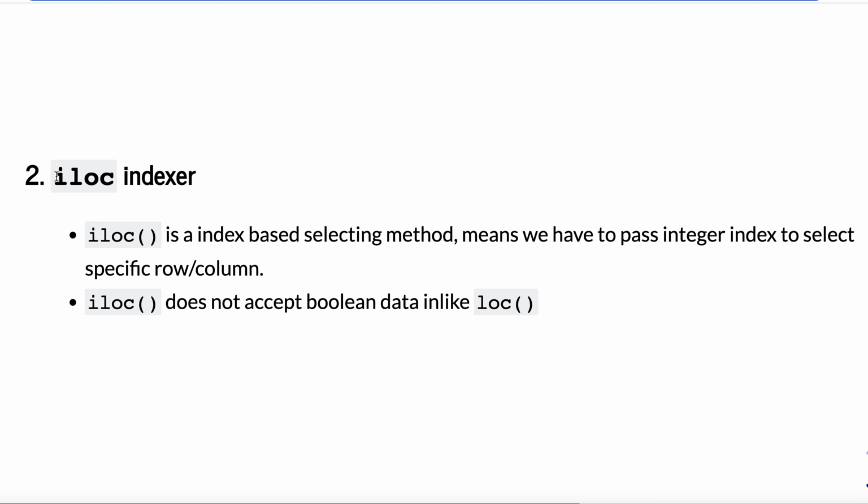So which is nothing but the integer position based location indexer. iloc is an index based selecting method, which means we have to pass an integer index to select the specific row or column. This integer index is nothing but your integer position value. So if it is the second column, you need to pass 1. If it is the third column, you need to pass 2. And similarly, if it is the first, you will pass the 0 value, right?